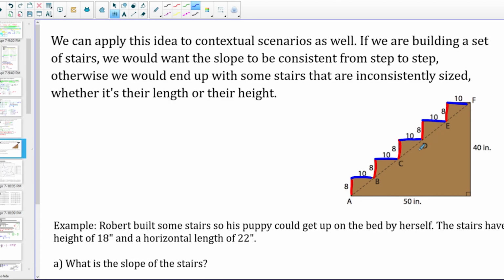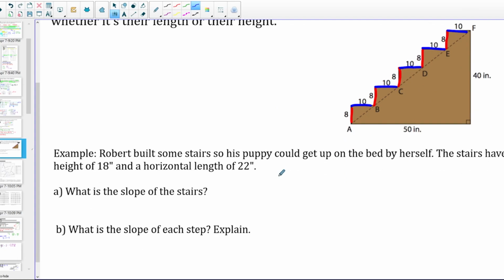Now, have you ever gone up or down the stairs and you realize you tripped because you expected perhaps the steps to be a little bit higher or a little bit further? Well, that just meant that you went up some inconsistently sized stairs. Your body was expecting one thing and out came another thing. So we're going to apply this to an example down below.